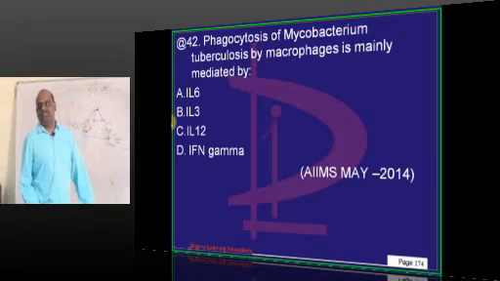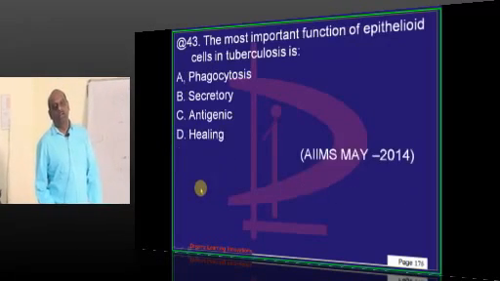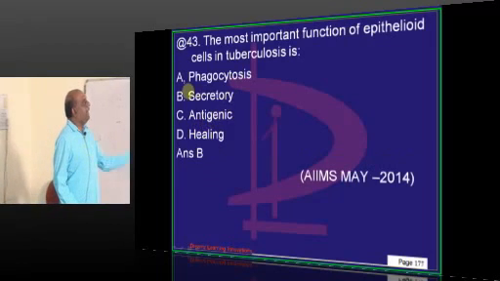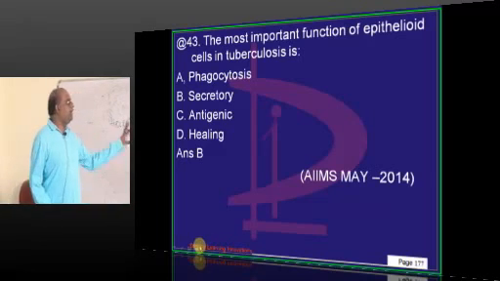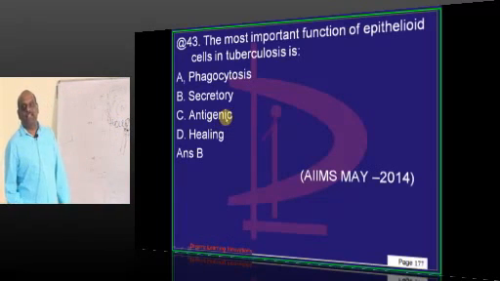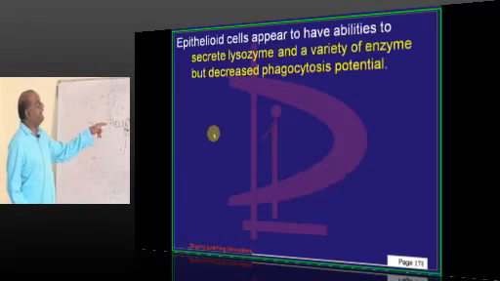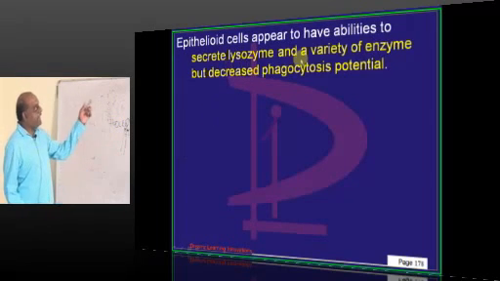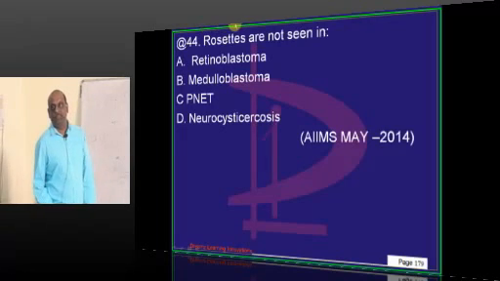Mycobacterium tuberculosis by macrophages, mainly it is the interferon gamma which mediates. Epithelioid cells in tuberculosis. Generally epithelioid means we will be thinking phagocytosis is what they are needed for. No. They have got secretory function. They secrete lysosomal and a variety of enzymes. That is the main function of the epithelioid cell.